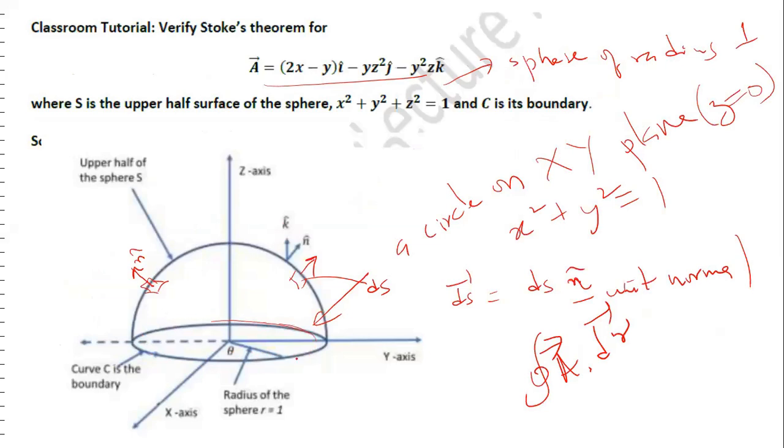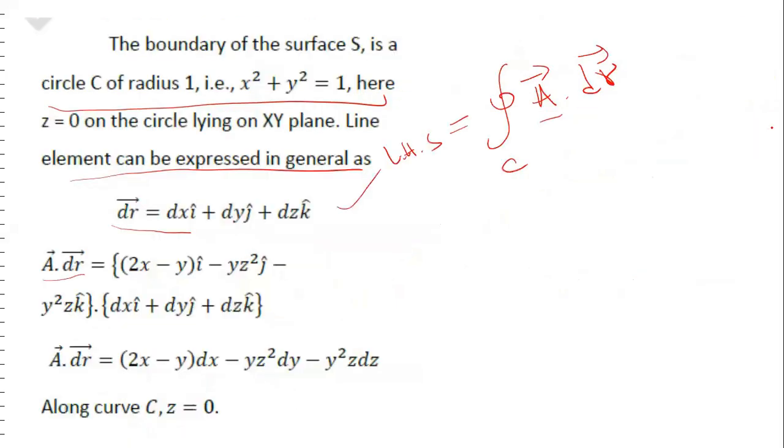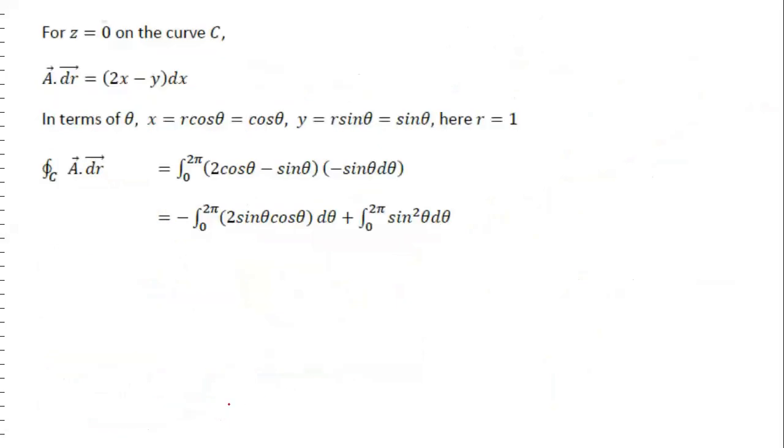Since the curve under consideration is lying on the xy plane, along this curve the z value is 0. So after taking A dot dr, you just put z as 0. If z is 0, A dot dr reduces to this, and you use x as r cos theta and y as r sin theta, where your radius is 1. Then the integration of A dot dr along the circle on the xy plane will be reduced to this.